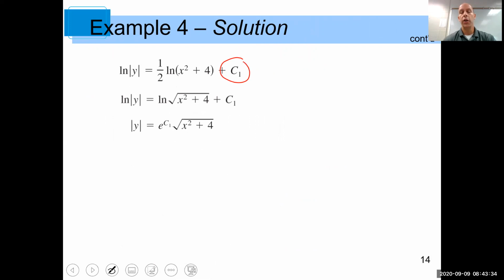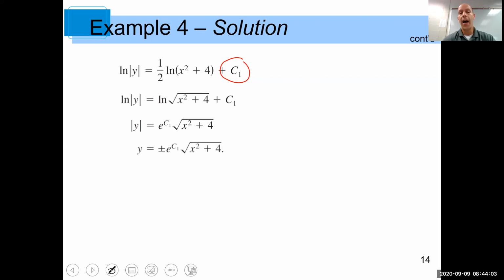Now, to get rid of the natural log, we'll just do e to each side. Now I've done a couple of steps here, okay? The left-hand side should make sense. The right-hand side, you might want to do a couple of the steps to figure out how I got e raised to the c1 and then the square root of x squared plus 4. It requires you to use some rules with logarithms and exponentials to understand how that happened.